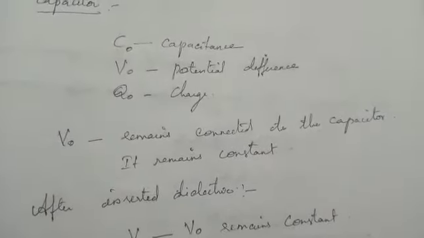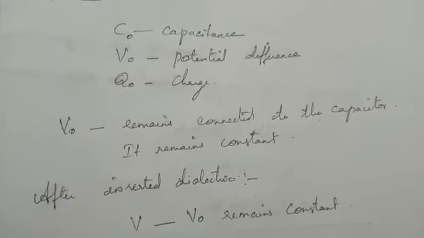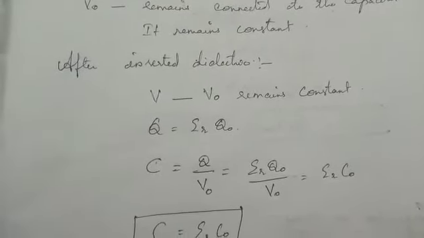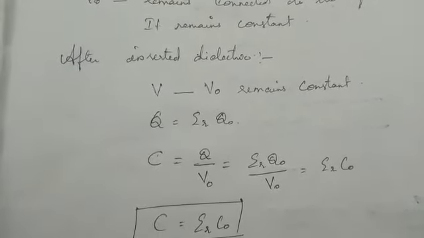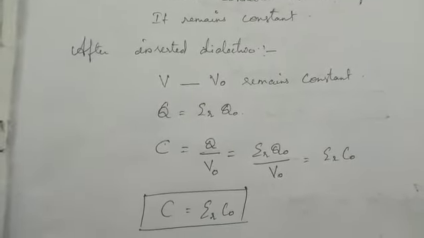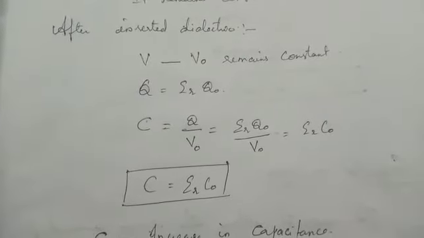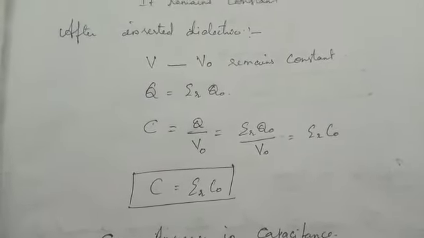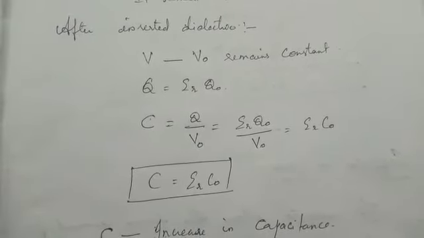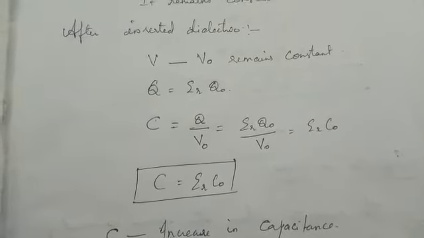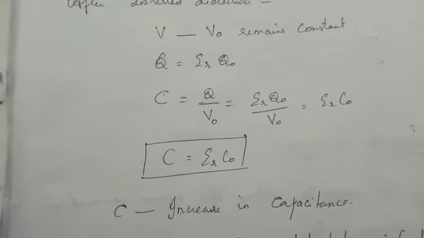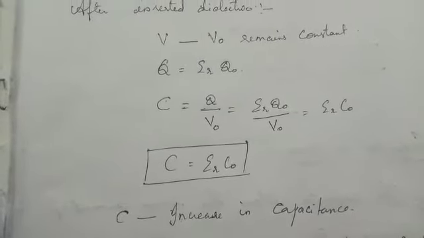Next, V naught remains constant. After inserting the dielectric, V naught remains constant and is considered as V, and the Q value can change. Q is equal to epsilon r Q naught, and the capacitance C is equal to Q by V naught, so C is equal to epsilon r Q naught by V naught. Epsilon r Q naught by V naught is considered as C naught. So here C is also equal to epsilon r C naught. In this case also the capacitance value increases after inserting the dielectric.